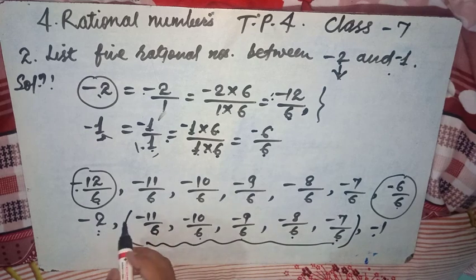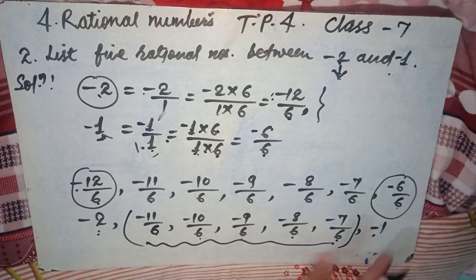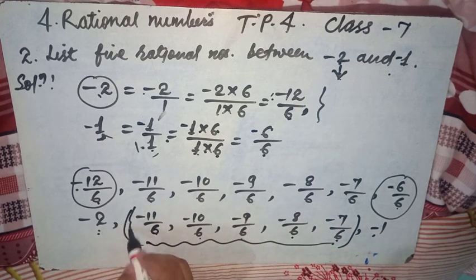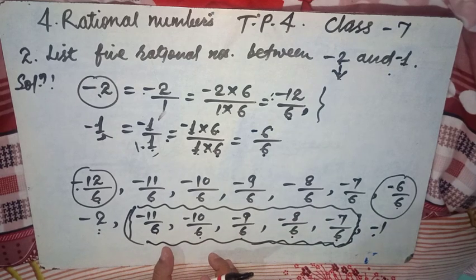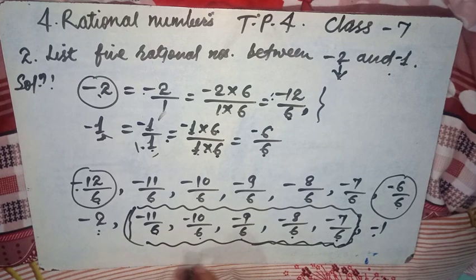But because there are infinitely many rational numbers between two rational numbers, your answer may or may not match the answer in your book. Okay, that means this is your answer.